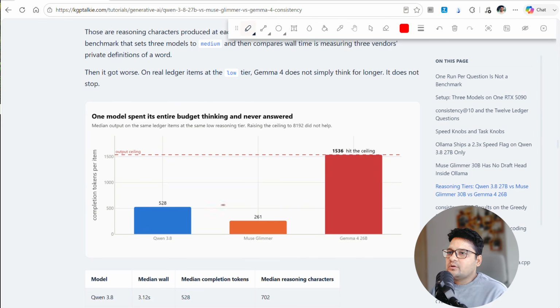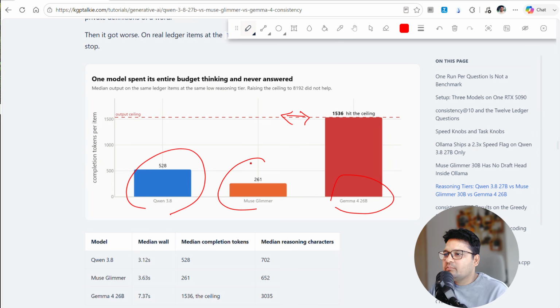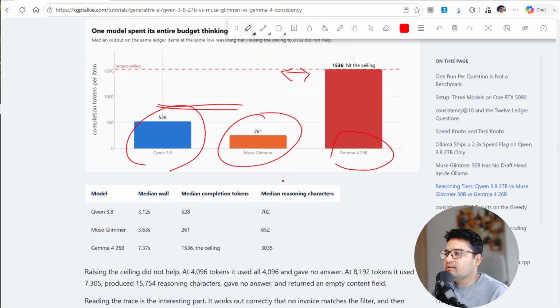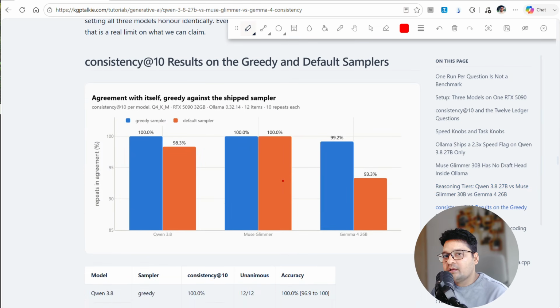Apart from that, one more thing I want to report here. When I was solving a problem statement, there were times when Gemma 4 kept thinking and ran out of my token budget. Otherwise, you will notice Qwen 3.8 and Meta's Muse Glimmer model were very much under my token limit. That means they were able to give me the result without any issue.